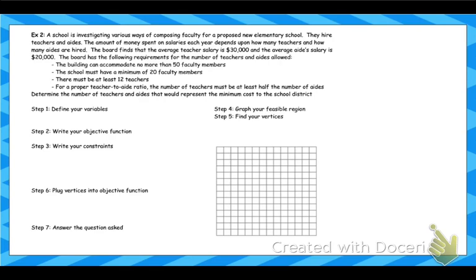So now what we're going to look at is the actual question. The actual question here is to determine the number of teachers and aides that would represent the minimum cost to the school district. Our objective function is going to be what answers that question. The first thing we're going to do, just like we do with normal systems word problems, is define our variables. The 2 variables here, we'll call them x and y. We've got the number of teachers and the number of teachers' aides.